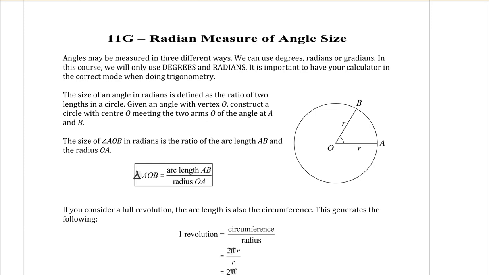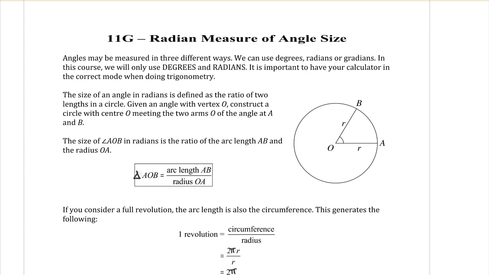Up until now, we have always measured angles in degrees. And then there is minutes and seconds as well, but they are all part of degrees. There is another way of measuring angles, which is the radian measure.